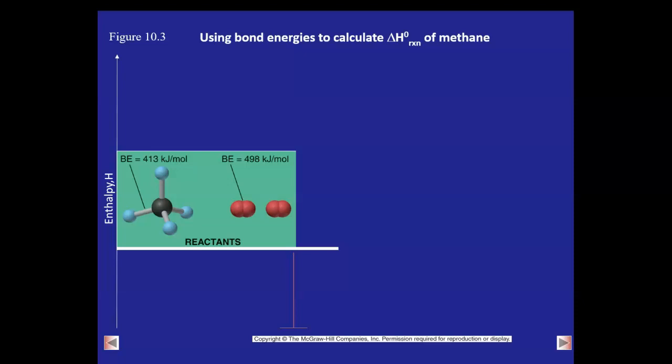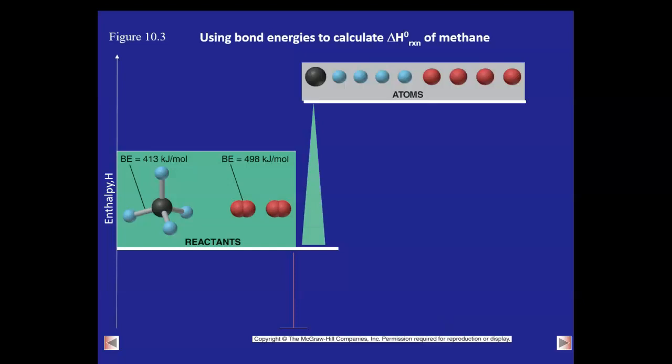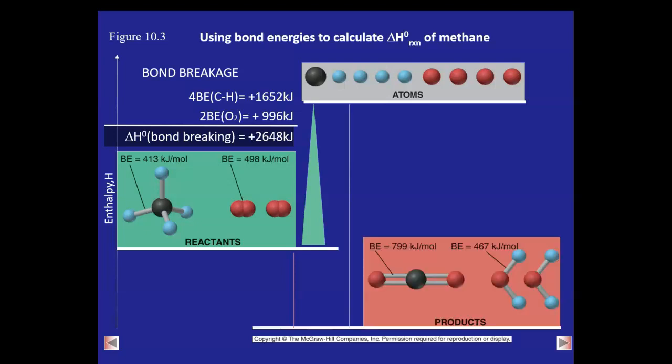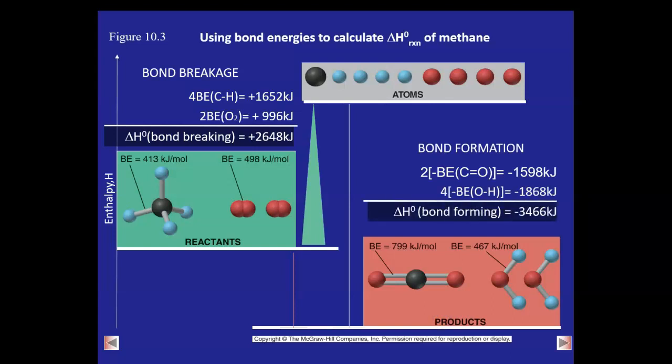So let's show the delta H of reaction of methane. And of course, methane is reacting with 2 molecules of oxygen. And the first thing we do is we have to pull the atoms apart. Bond breakage then, the carbon-hydrogen and the oxygen, a total of 2,648 kilojoules per mole is needed. Then we form new bonds between the carbon and oxygen and between the hydrogen and oxygen. And the bond formation yields 3,466 kilojoules in the other direction. That's exothermic, of course. Now we'll leave it to you to calculate the net delta H of reaction for methane burning in oxygen gas from these two. And then we'll continue in our next video.